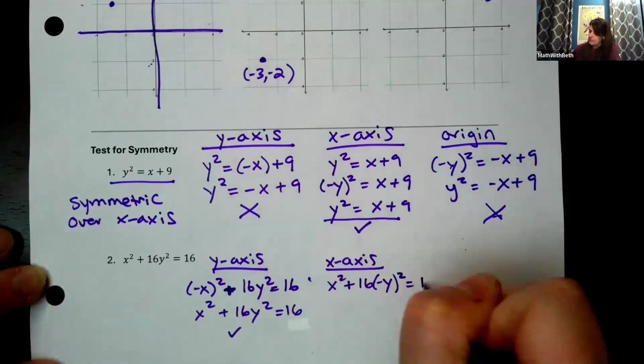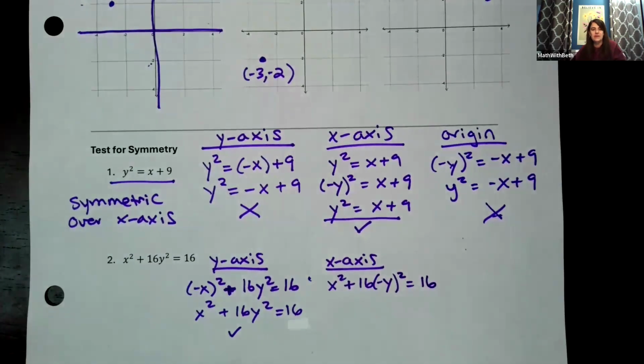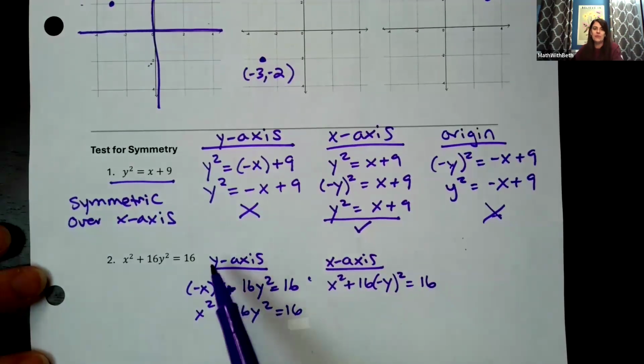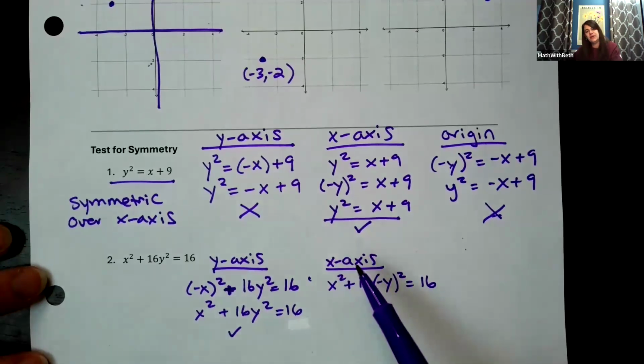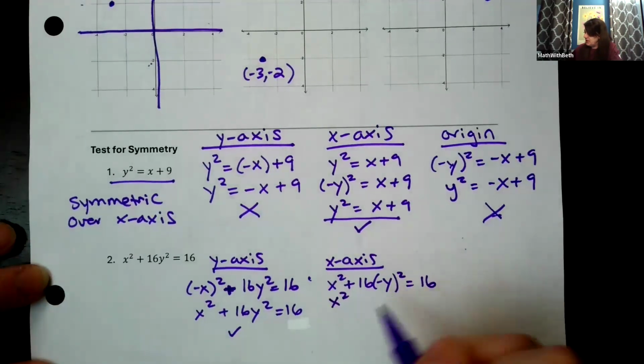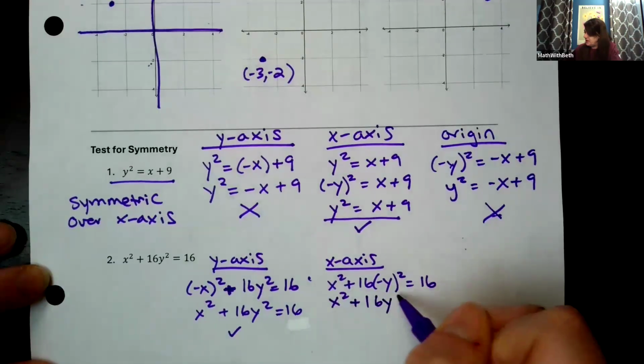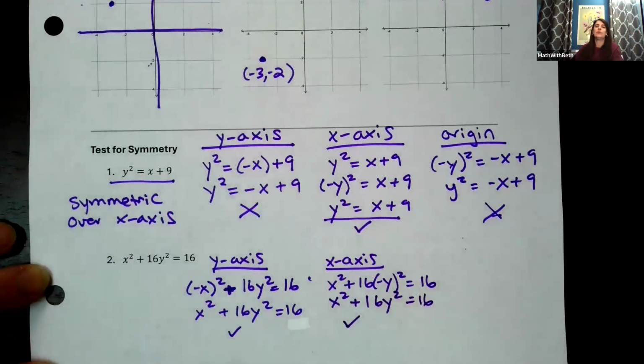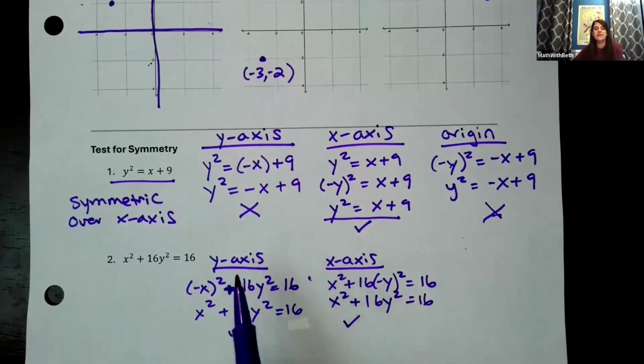For the x-axis, I'm going to replace y with negative y. It's not too hard to remember that. It's like when we do x and y intercepts. For x-intercepts, we plug in 0 for the y, and for y-intercepts, we plug in 0 for the x. So same thing here. To test symmetry with respect to the y, we plug in negative x. To test symmetry for the x-axis, we plug in negative y. Again, we can do the squaring here, which will again get rid of that negative. So this one worked also. So it has symmetry in regards to the y and the x.